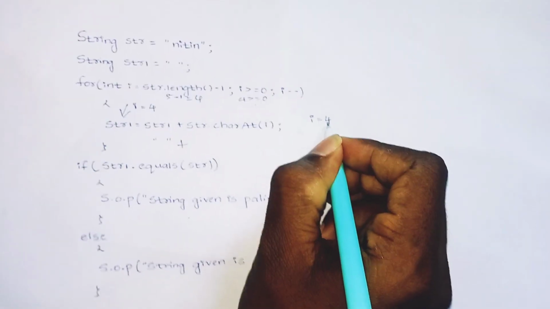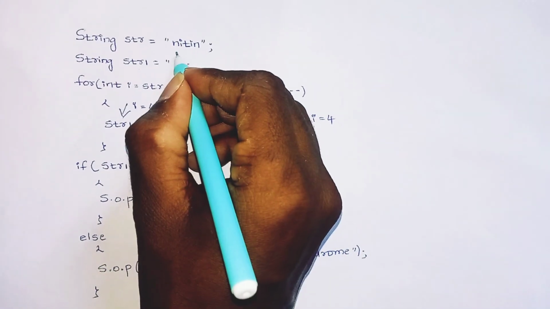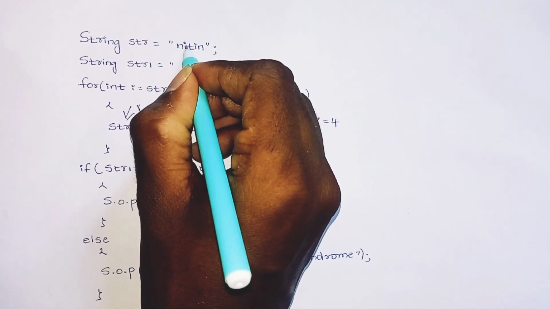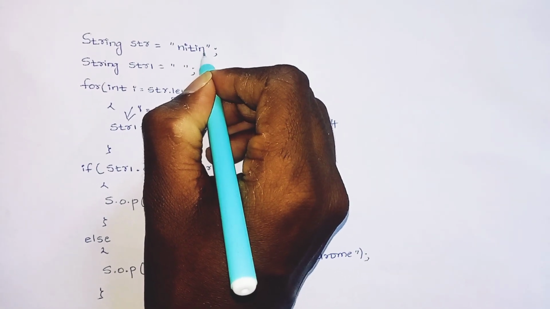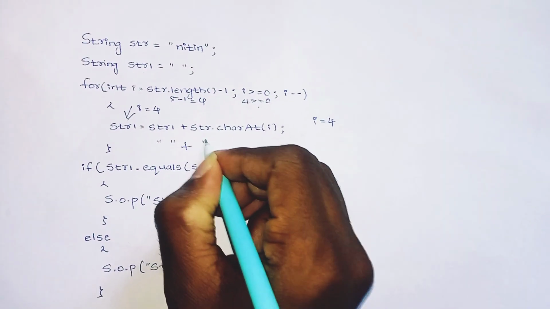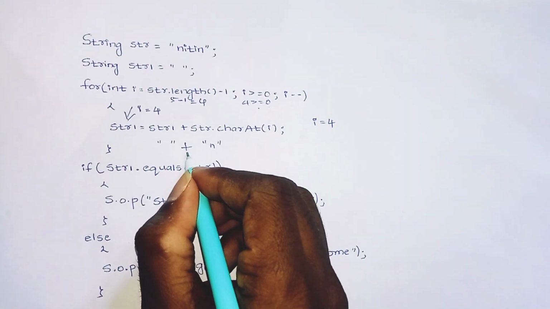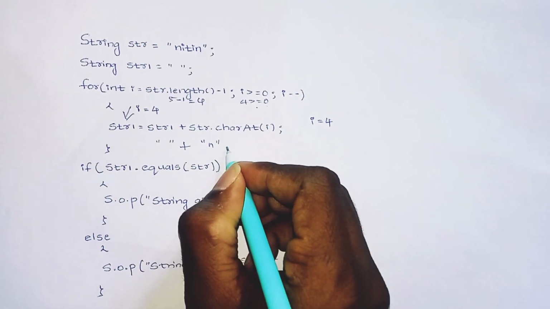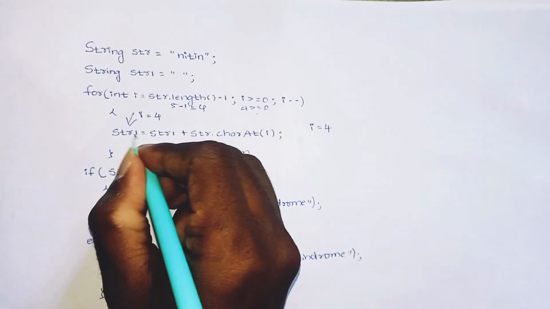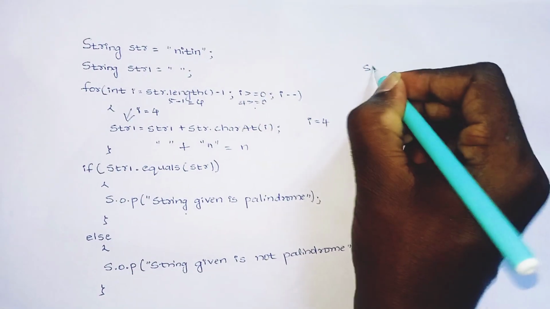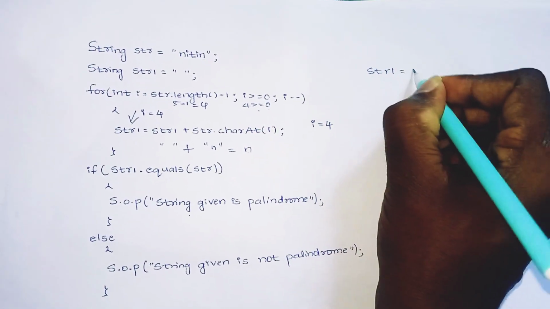So at the fourth index, indexing starts with 0, right? 0 1 2 3 4. At the fourth index we have the character n. When we perform plus between two strings, it concatenates, so it becomes n. So n will be assigned to str1, and the updated value of str1 will be n.